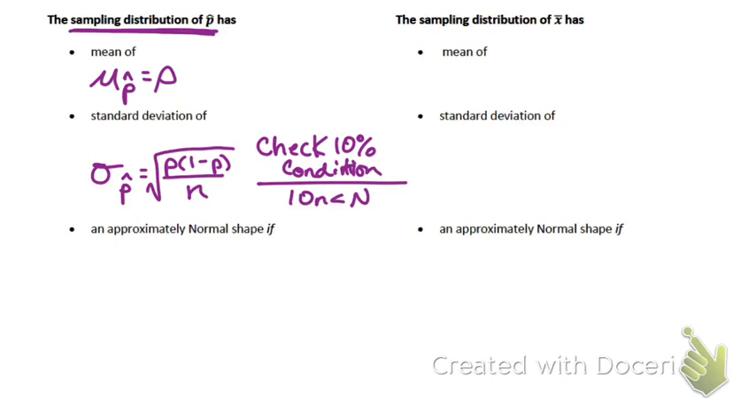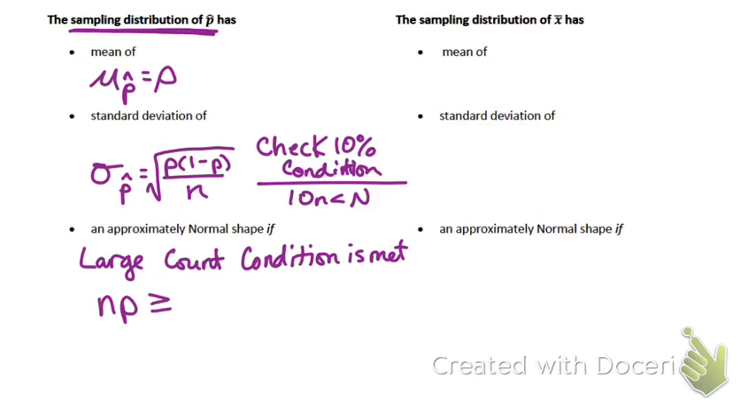All right, cool. And then when we're working with sampling distributions of P hats, how do I ensure that the distribution is approximately normal? Central limit theorem. Yeah, if the large count condition is met. Can you please remind me what the large count condition is? NP is greater than or equal to 10, and N times 1 minus P is greater than or equal to 10.